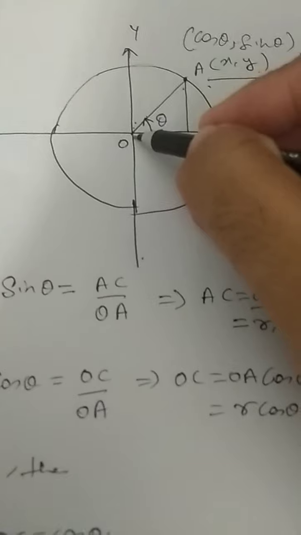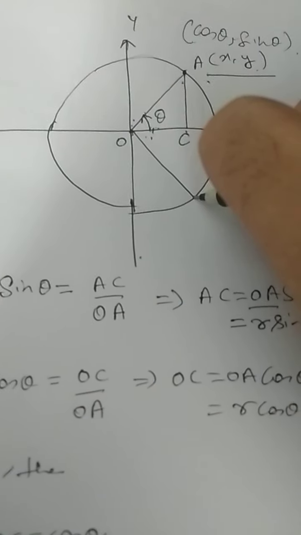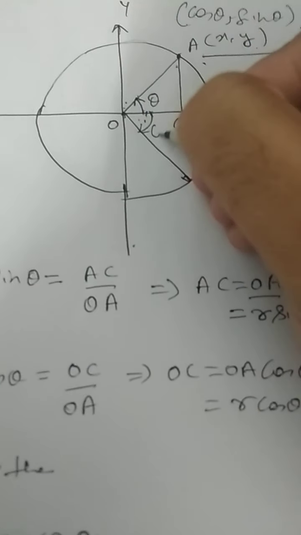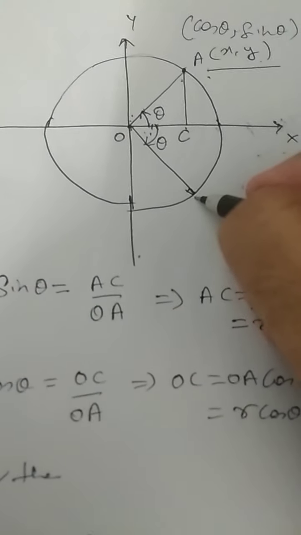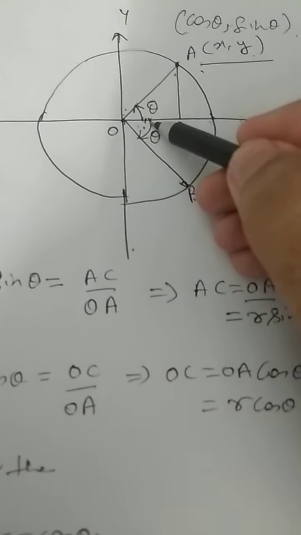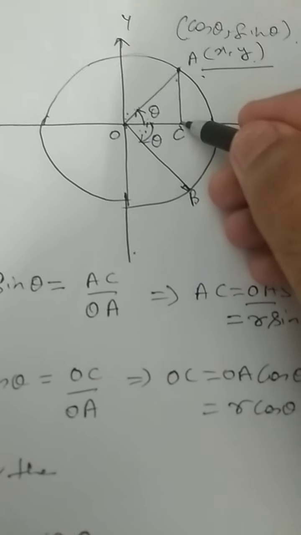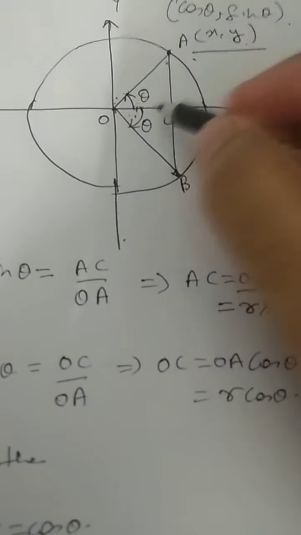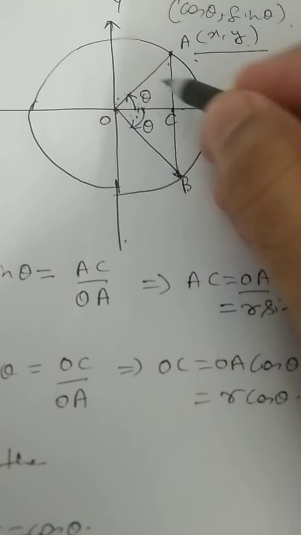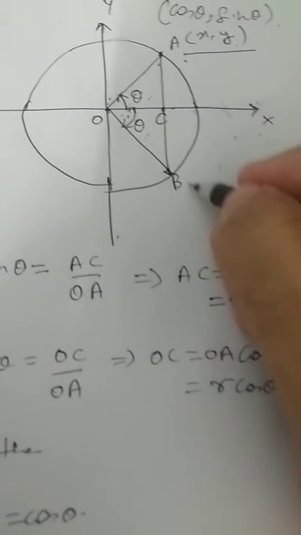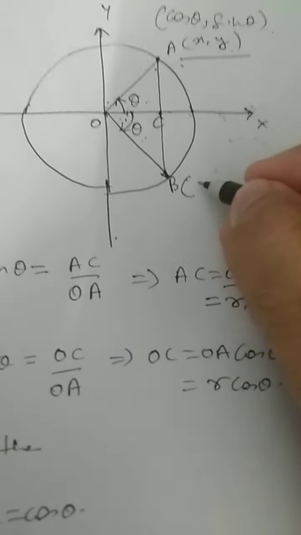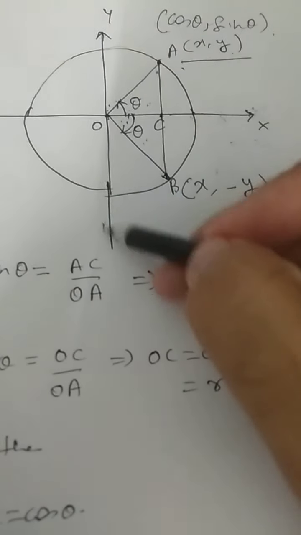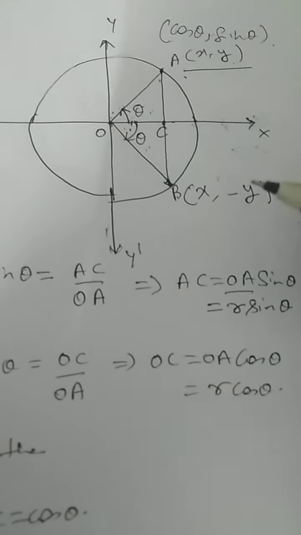Now let us consider one more angle with the same measurement theta but in clockwise direction, and let us name this point B. This angle and this angle being equal, the perpendicular from B to the x-axis will touch this point C itself, and these two triangles will be congruent. Therefore the coordinate of B will become (x, minus y) because of the downward direction of the y-axis.